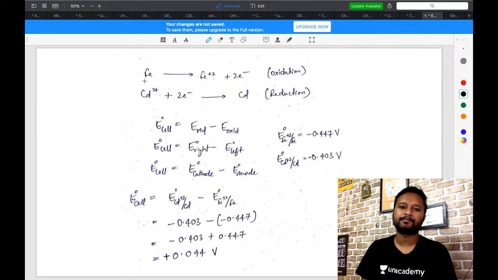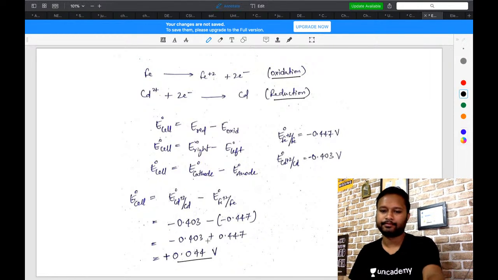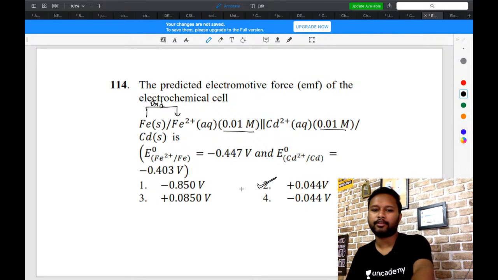So how will it be done? Iron is getting oxidized and cadmium is getting reduced. You know that E naught of the cell is equal to E reduction minus E oxidation, or E right minus E left, or E cathode minus E anode. The values should be put in as reduction potentials only. So the reduction potential of the cathode minus the reduction potential of iron. Just calculate that and you will get 0.044. So the answer is option number 2. That's how it will be done.